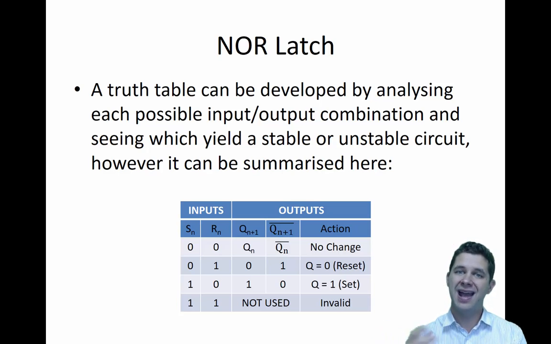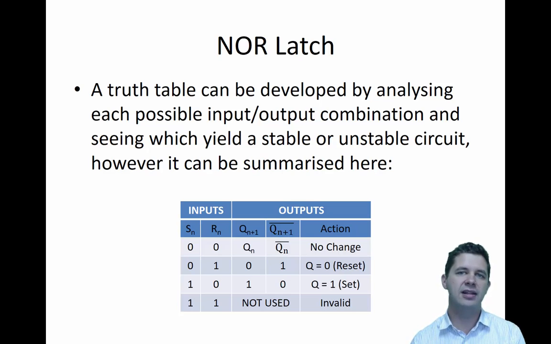And conversely, a bit like the SR flip-flop that we looked at before, if we set S to 1 and we set R to 0, well, our output's going to be set. Q is going to be set to 1 and Q bar is going to be set to 0. Now, the final one, where they're both set, we don't use this.